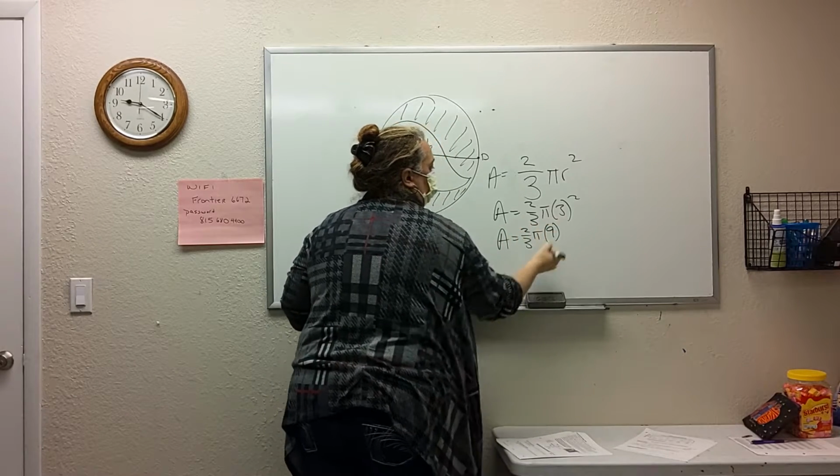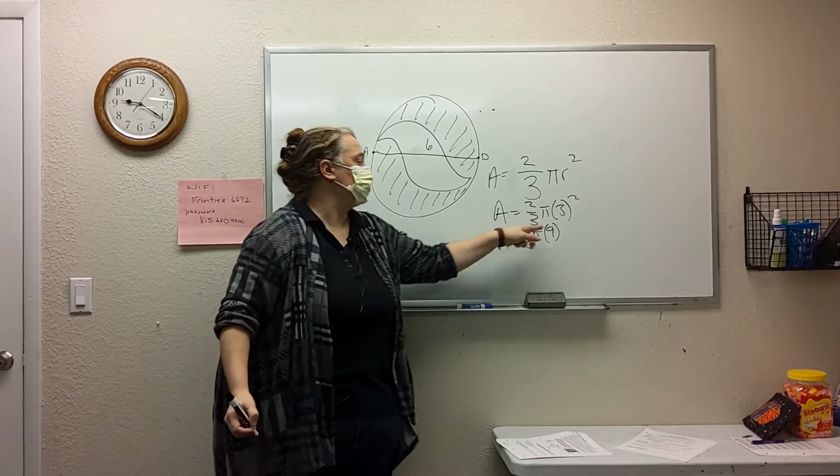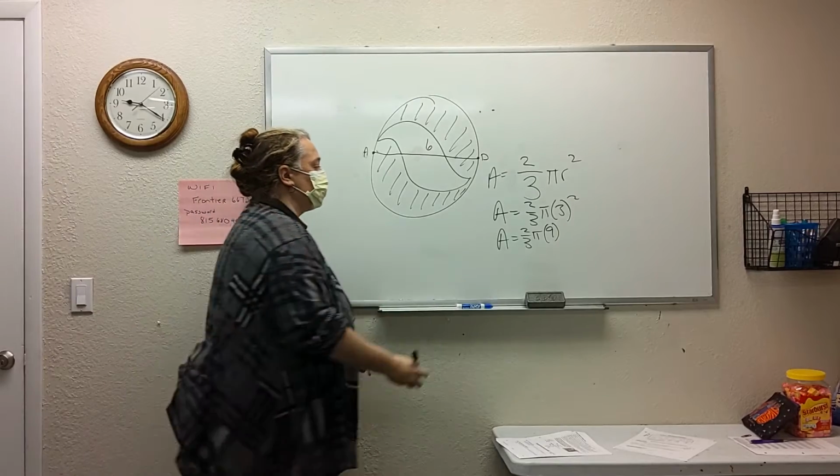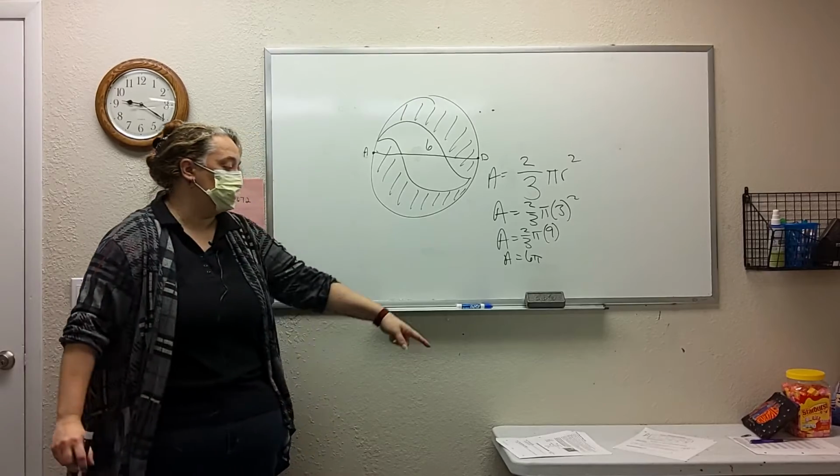3 squared is 9. I need 2/3 of 9. Multiply by the top number, divide by the bottom. 2 times 9 is 18. 18 divided by 3 is 6. This is 6 pi. Lo and behold, I have an answer of 6 pi.